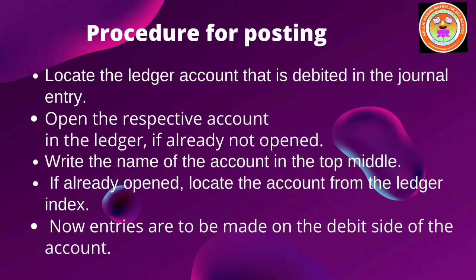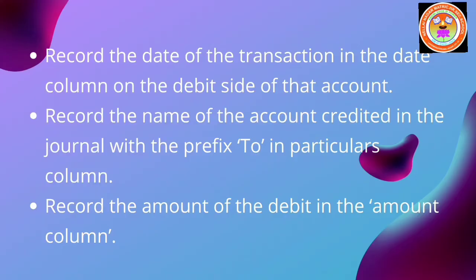Now entries are to be made on the debit side of the account. Record the date of the transaction in the date column on the debit side of that account. Record the name of the account credited in the journal with the prefix word TO in the particulars column. Record the amount of the debit in the amount column.